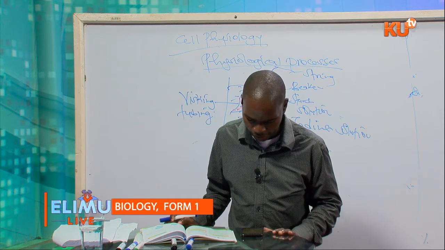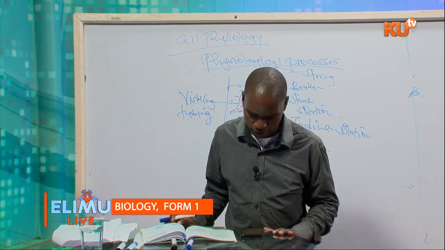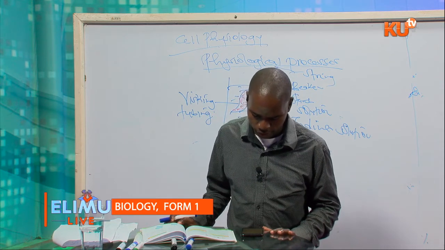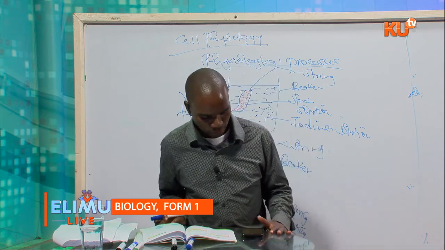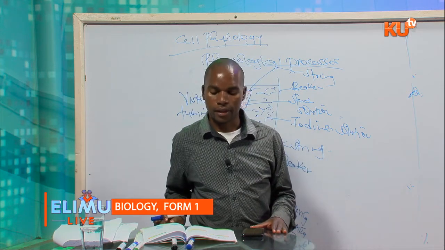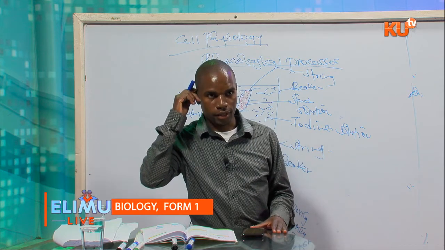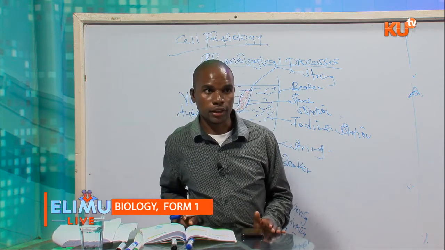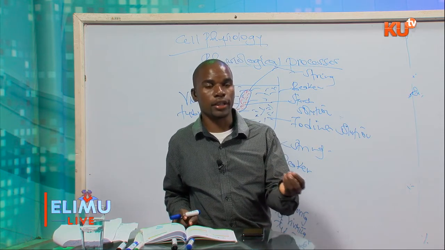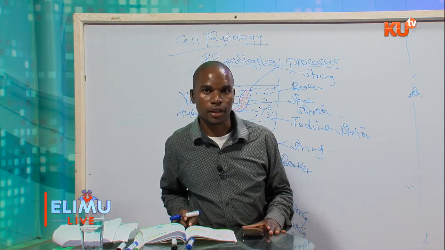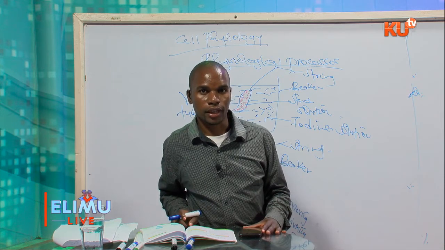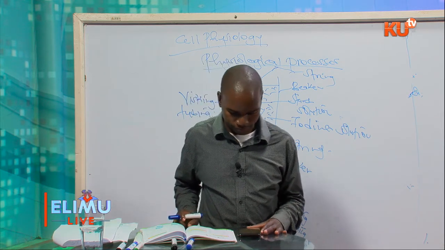Which organelle in an animal cell is referred to as the powerhouse of the cell? Is this the nucleus or the mitochondria? Now, I've said that the nucleus is the powerhouse of the cell. A mitochondria is just a small organelle that carries out only one specific function, that is respiration. But the nucleus has several functions that allow it to be a powerhouse.